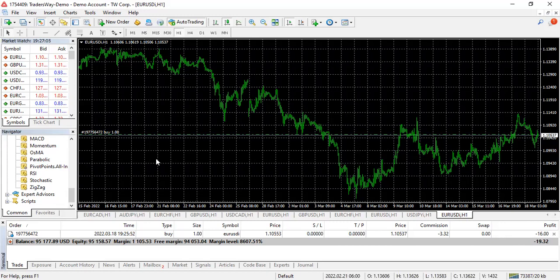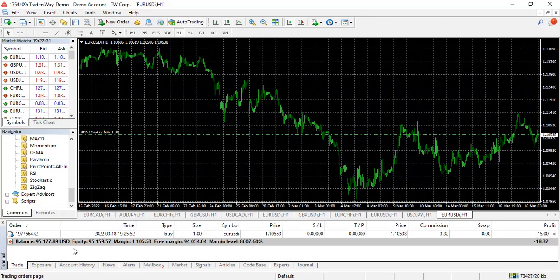But when the market is still open, nothing is going to happen to the balance because the trade is not closed yet. When it is closed, that is when it becomes a realized profit or loss. Currently, it is an unrealized profit or loss. So I hope you understand that as well. We've understood what margin is and what balance is.